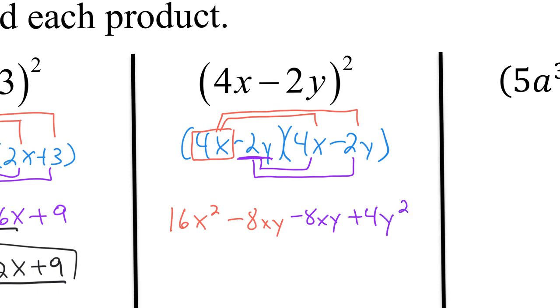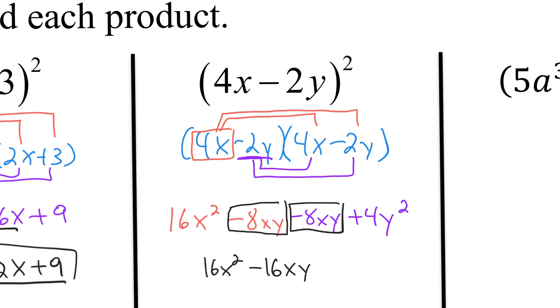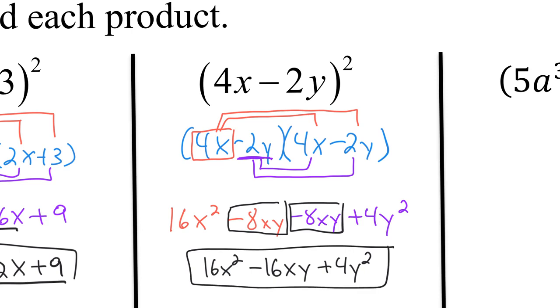Now we do have like terms. The ones in the middle, negative 8xy and negative 8xy, they have the same variables with the same exponents. So you can combine. Negative 8 minus 8, that's negative 16xy. You bring down the 16x squared over here, and you bring down the 4y squared over here. Remember that this x squared and this y squared are not like terms because they're different variables. So you cannot combine. And that is my answer.